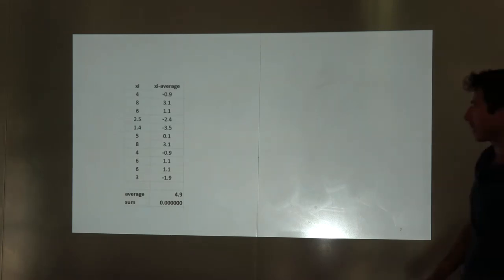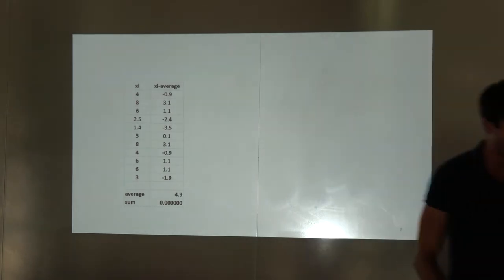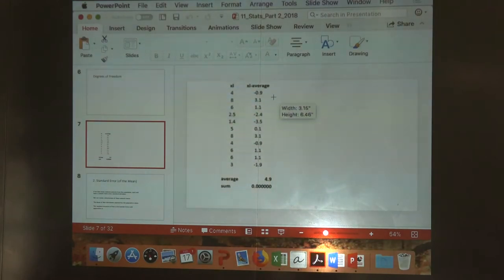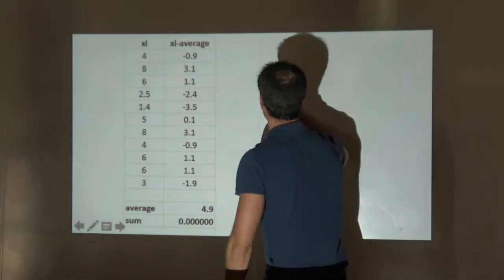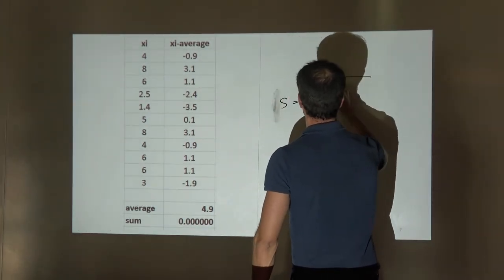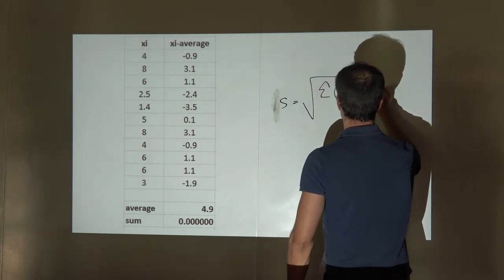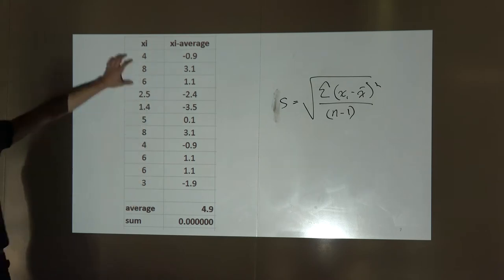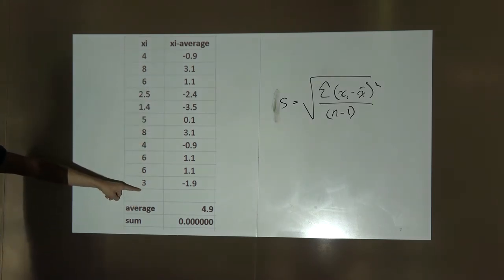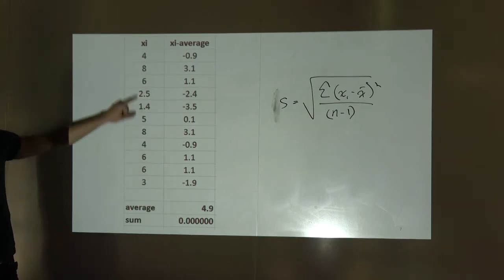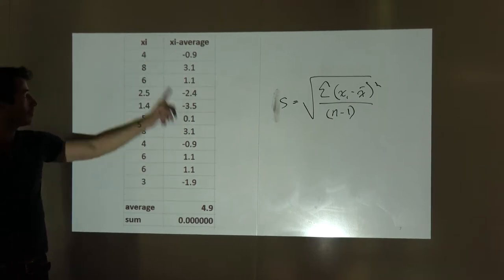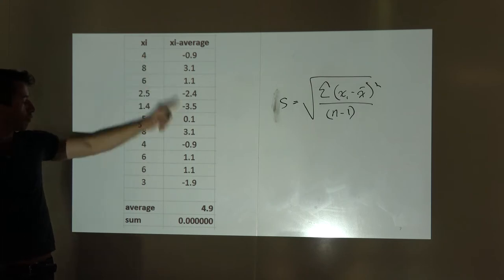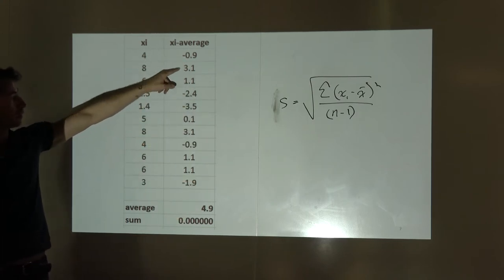I did this just to prove this to myself, so I didn't really believe it. So here I just made up these numbers in Excel. So X1, 2, 3, and so on, down to N. Then I calculated the average of these. And then here I subtracted the average from the individual values. So 4 minus 4.9 is negative 0.9. And then I just repeated that all the way down.